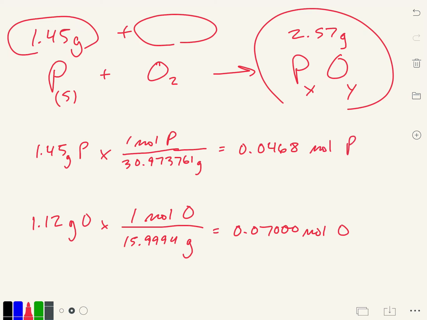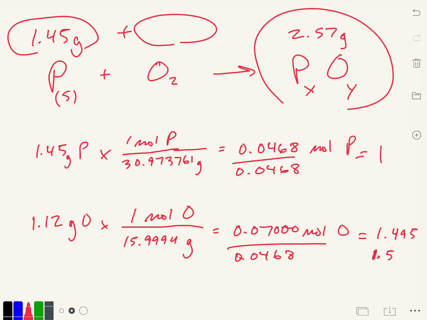The smallest number here is the 0.0468. This is going to give us a 1 for the phosphorus. 0.0700 divided by 0.0468 is 1.495. Let's call that 1.5. It's close enough to 1.5 that we can make that rounding. So this says that there is 1 phosphorus to every 1.5 oxygens.